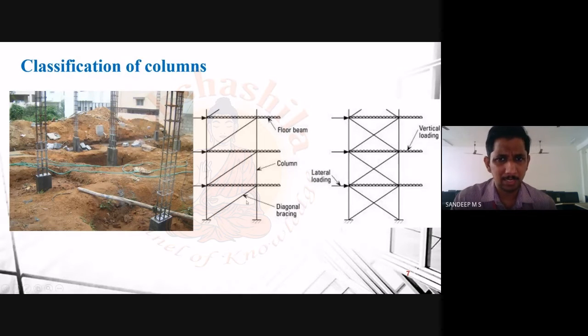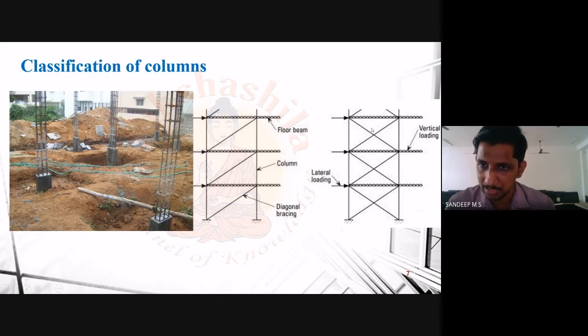So why do we provide these bracings? Say you just assume we have a lateral load acting like this, and we don't have this bracing. That is our first case, and this is our second case. So which will be much more stable? When we have bracings, the overall frame will be much more stable. So to increase the stability of the structure, we will usually provide bracings, especially when we have lateral loadings. So when there is an effect of lateral loading, we usually go with braced structures.